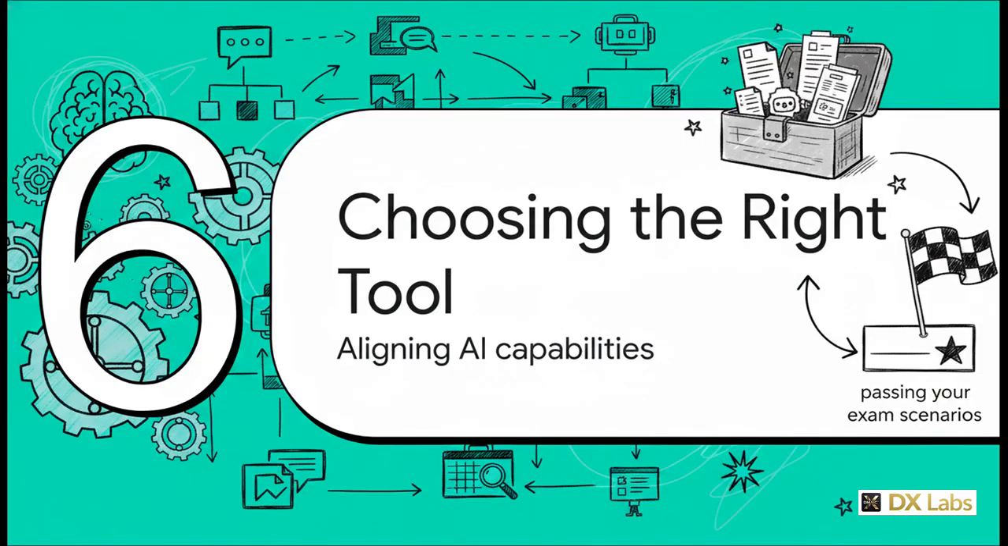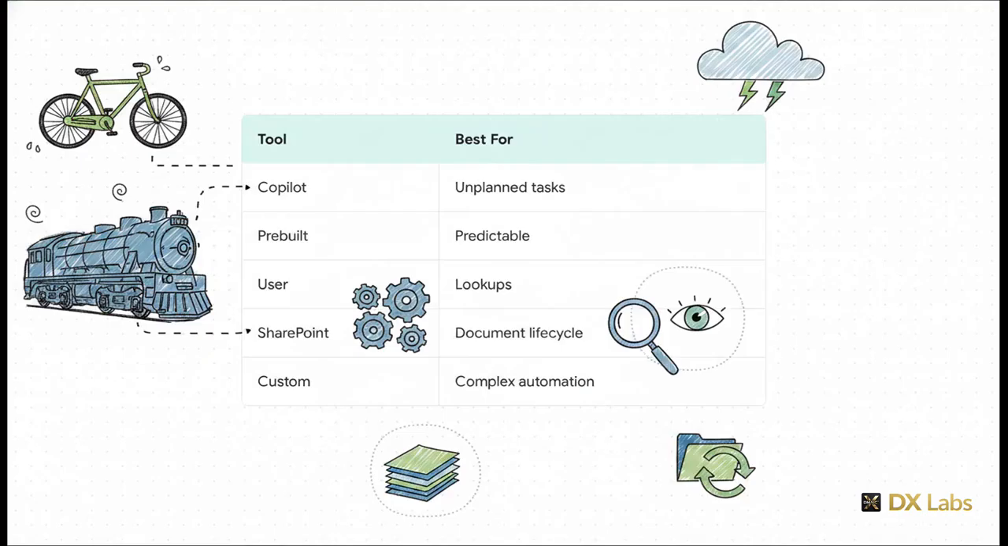Section 6. Choosing the right tool. Aligning capabilities with business needs. Choosing the right tool is a lot like choosing the right vehicle. You'd want a bicycle for a quick trip, but you'd absolutely need a freight train for heavy cargo. For your AB-900 scenarios, make sure you memorize this alignment.